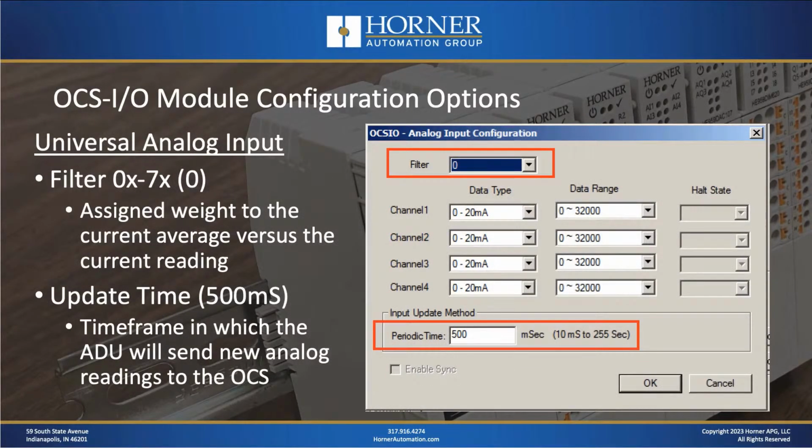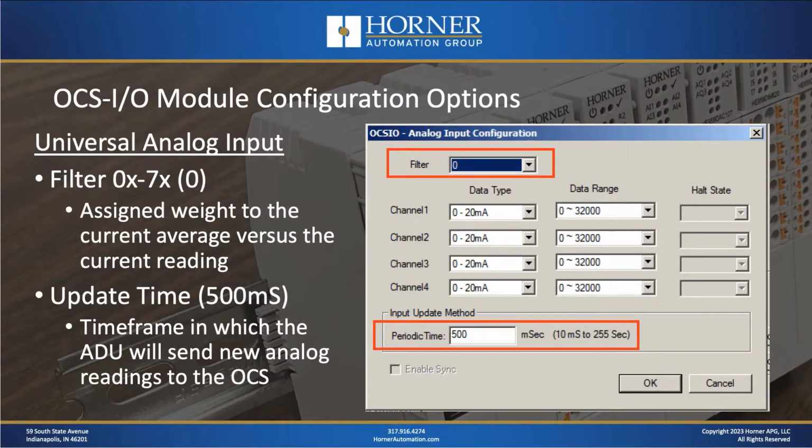Okay, next let's talk about our ADU100. That's our Universal Analog Input Module. What kind of configuration options does it have? Well, at the top you've got a digital filter. Basically, that is a setting between 0 and 7 you can use as a compromise between stability and response time. At the bottom, you have an update time option that has a default of 500 milliseconds.